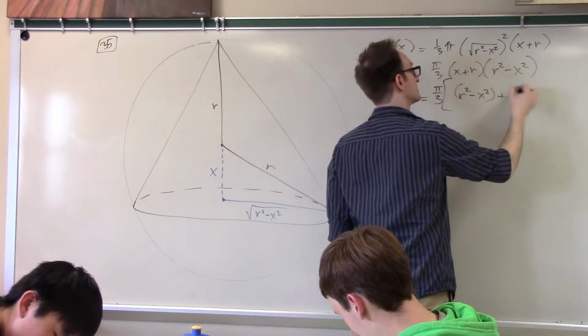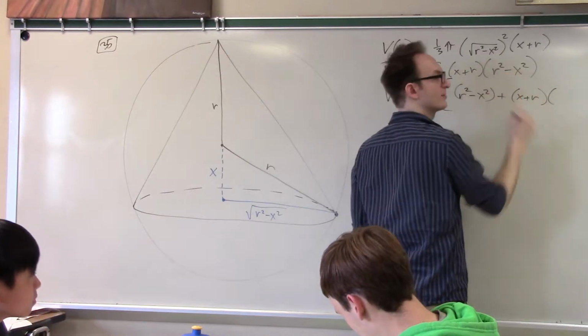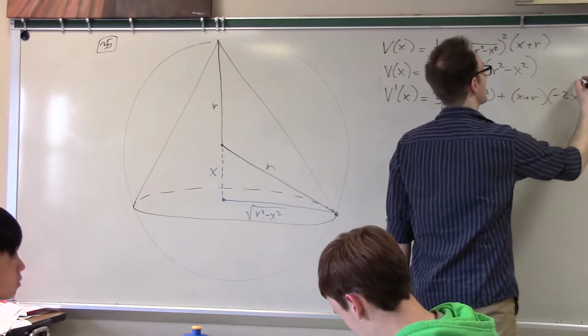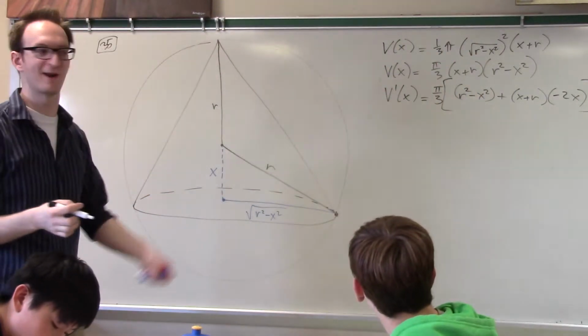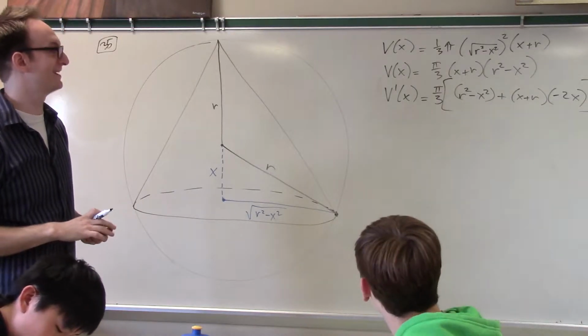Plus the first times the derivative of the second. What's the derivative of r squared minus x squared? Negative 2x. Notice how we just glide over that r squared without even stressing about it at all, because it is a constant.